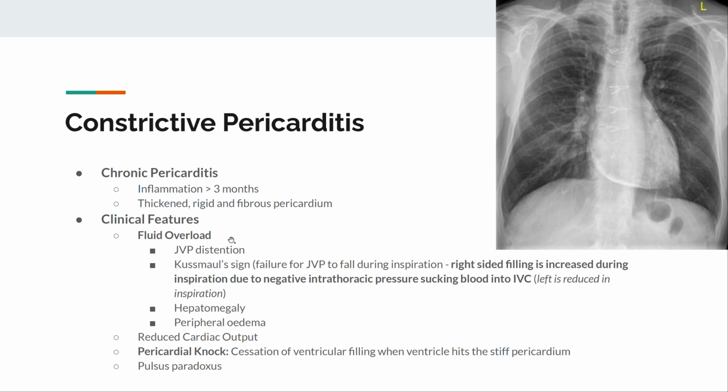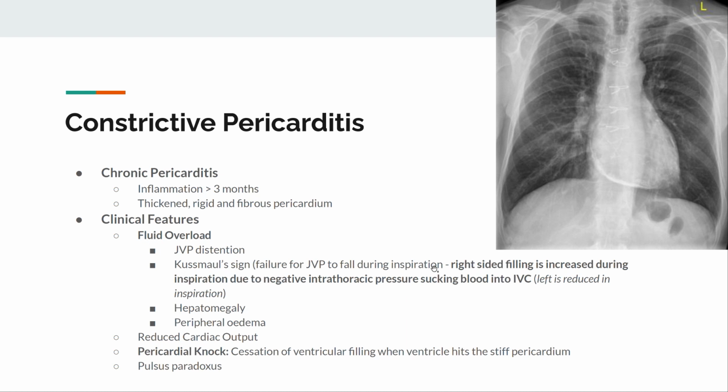Because your heart can't expand that well during diastole because it's in a tight bag. There's a confined volume. So therefore you get venous congestion because all that venous blood can no longer fill the heart properly. So you'll have a distended JVP, Kussmaul's sign, hepatomegaly, and peripheral edema.